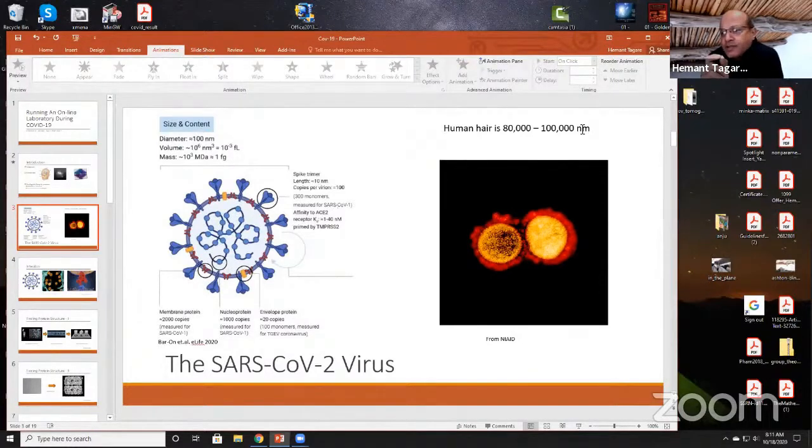You can't see this virus in an optical microscope. You need an electron microscope. That's how small this is.